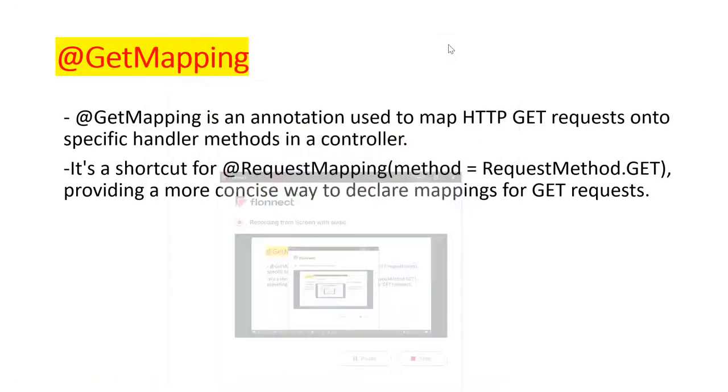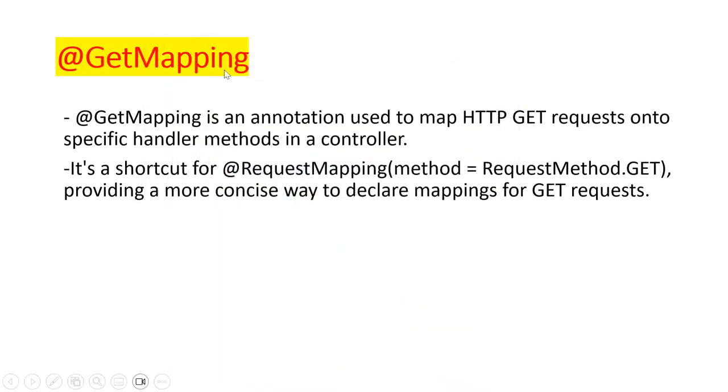So today we are going to see the @GetMapping annotation used in the Spring Framework. @GetMapping is an annotation used to map HTTP GET requests on a specific handler method in a controller. So what does this mean?